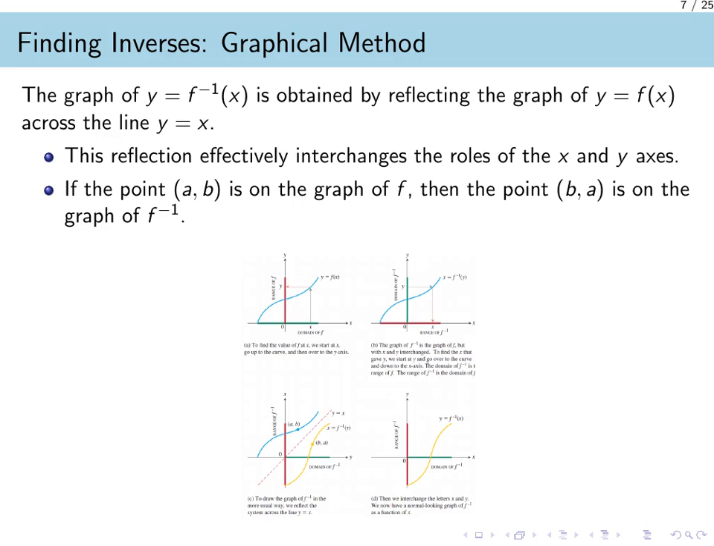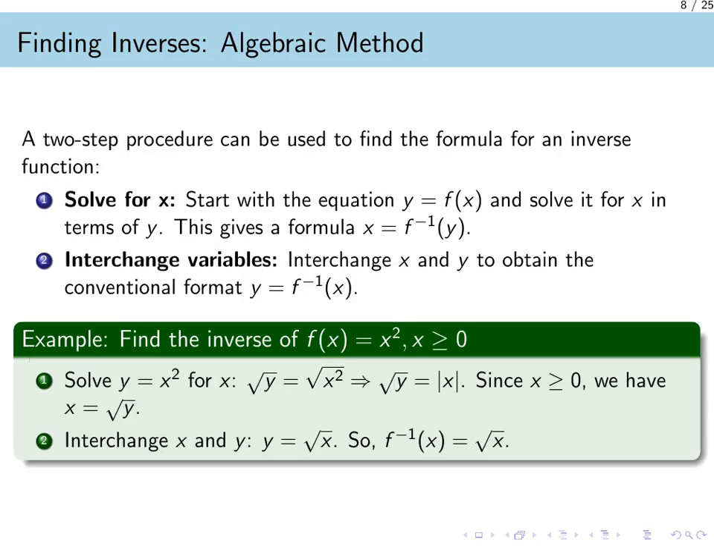To find the formula for an inverse function, we can use a reliable two-step algebraic method. The first step is to take your original function, y equals f of x, and algebraically solve it for the input variable, x. This re-expresses the relationship with x as a function of y. The second step is to interchange the variables x and y to write the inverse in its conventional format.